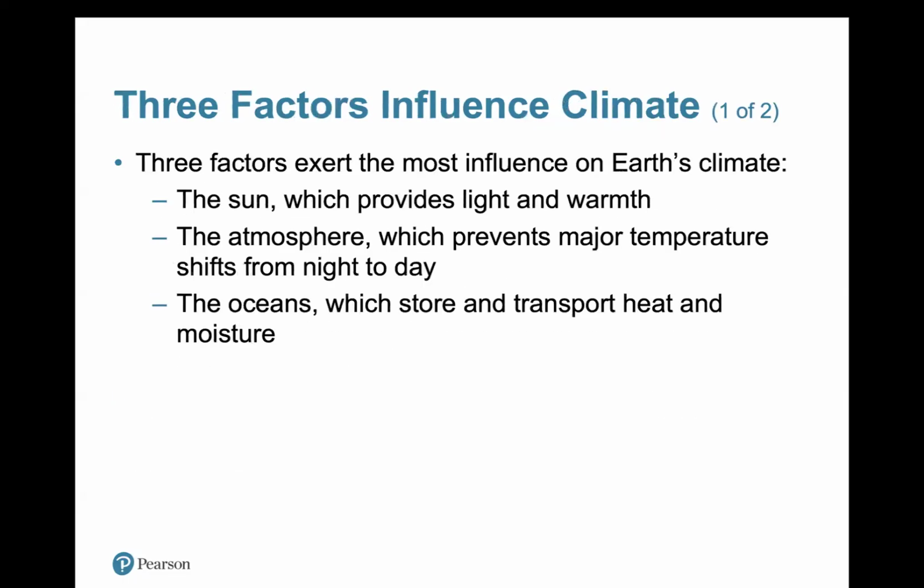There are three factors that exert the most influence on the Earth's climate. One is the sun, which gives us light and warmth. Second is the atmosphere, which prevents major temperature shifts from night to day. Third is the ocean, which stores and transfers heat and moisture. So without the protective layers of gases, Earth would be much colder on average, and the temperature difference between night and day would be greater than it is.